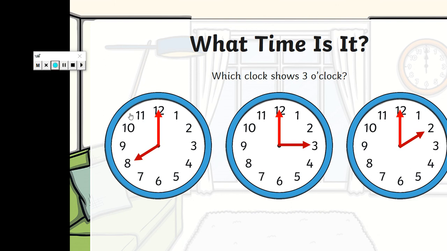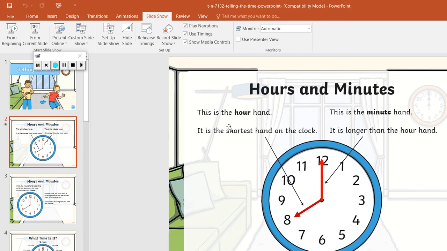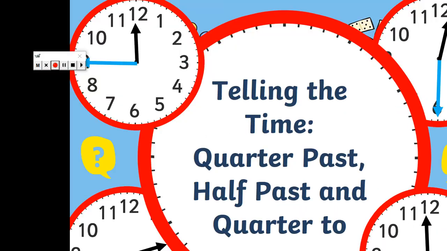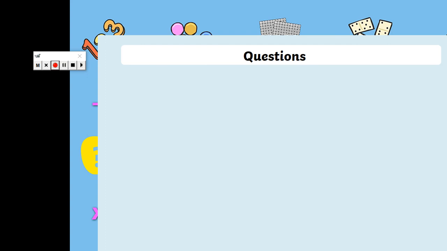So again, read down the hands to see where each hand is pointing to. And it is this one. Well done, everyone. Okay, so let's move on to reading more specific times this time. So we're going to have a look at telling the time. So let's just recap some questions.